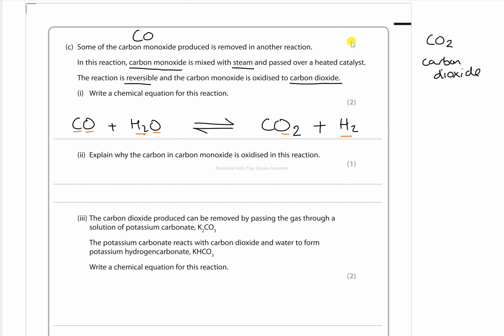It's balanced because we've got two hydrogens, two oxygens, one carbon, right? Explain why the carbon monoxide is oxidized. Right, because carbon monoxide gains an oxygen. There you go.